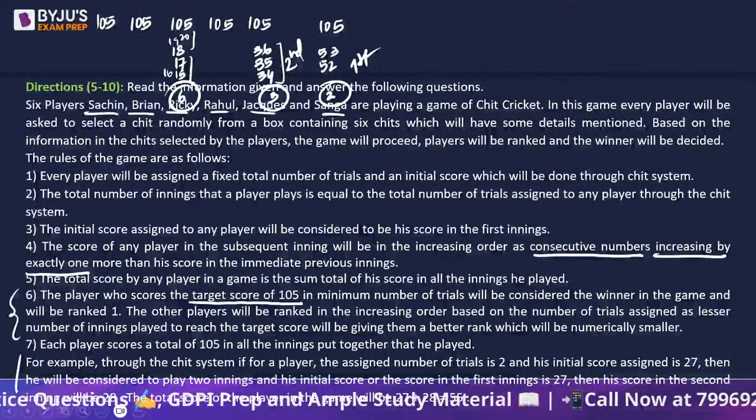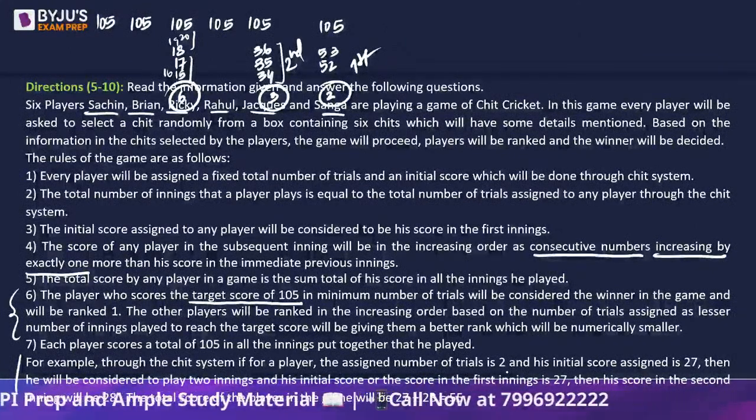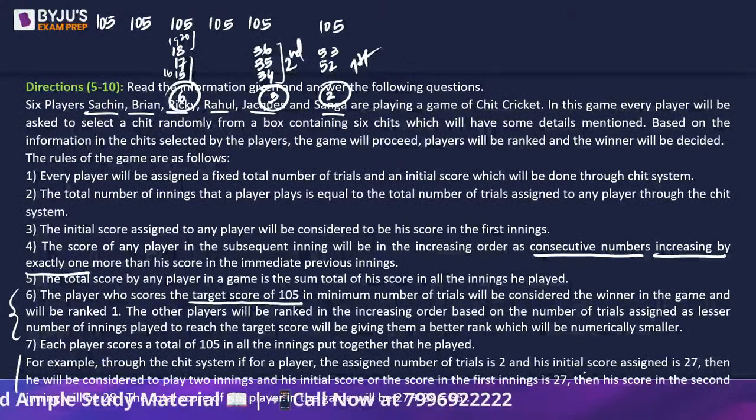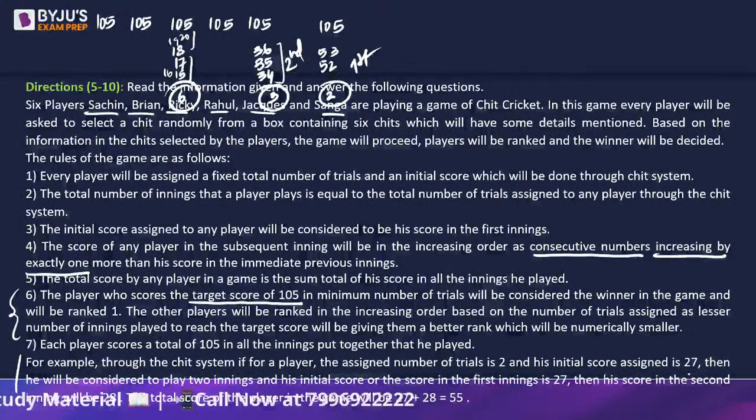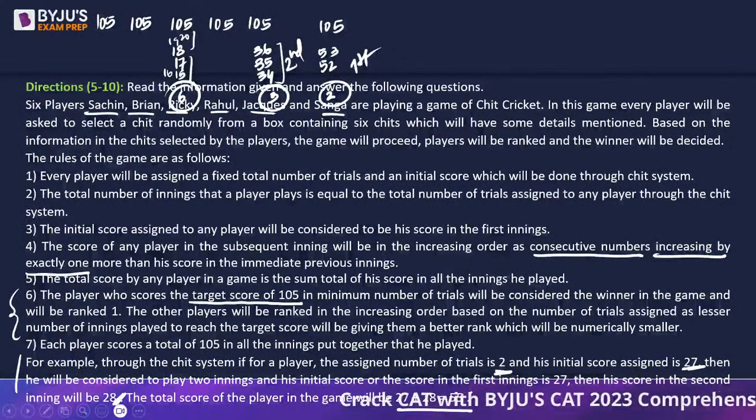They have also given an example. For example, through the chit system, if for a player the assigned number of trials is 2 and his initial score assigned is 27, then he will be considered to play 2 innings. 2 innings means he has to write 2 numbers, starting from 27, and obviously the next number will be 28, but 27 plus 28 is 55. It's not 105. So this is not possible. Got it?